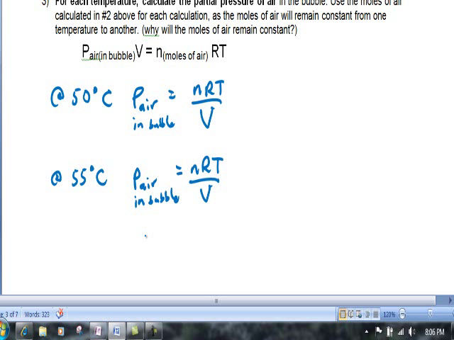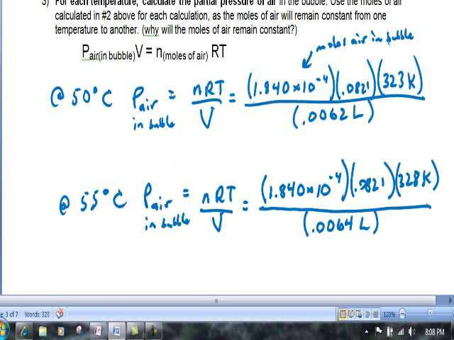However, the total pressure of the bubble will remain equal to the pressure in the room because the volume of the bubble is flexible. The volume can adjust to accommodate the additional moles of water vapor, keeping the total pressure in the bubble always the same as the pressure in the room. However, at this point we'll calculate the pressure of just the air in the bubble at each temperature, because we now know that the moles of air inside the bubble is 1.840 times 10 to the minus 4 regardless of the temperature. This is our moles of air, and this remains constant again throughout the lab exercise.